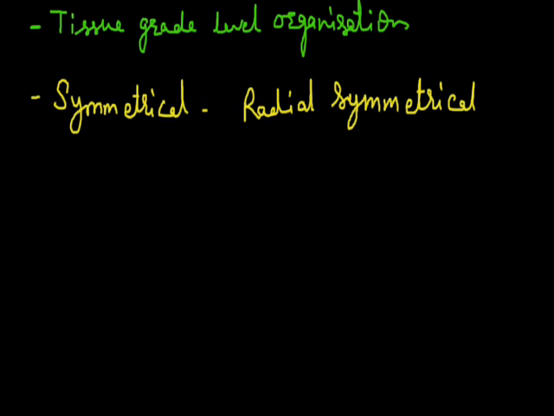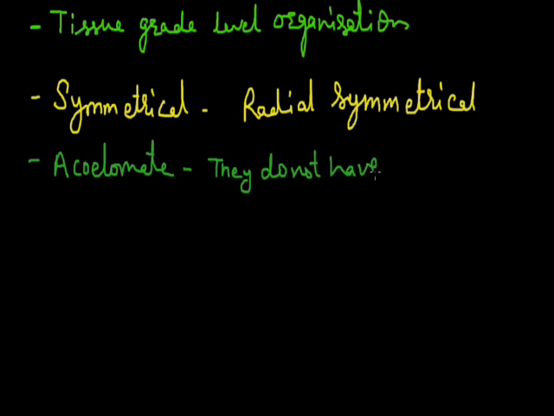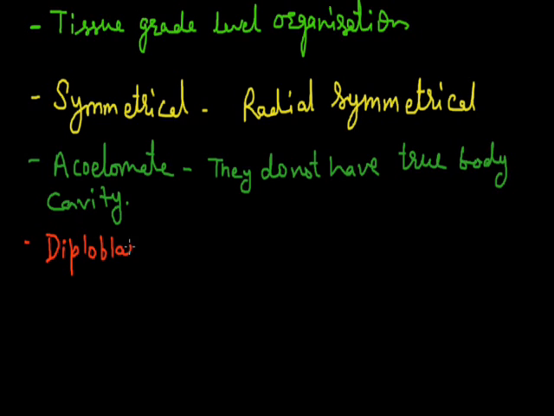These animals are acoelomates. Acoelomate means these animals have no true body cavity. Body cavity means the space present inside the living being where the organs are present, we call it the true body cavity. Now these animals are diploblastic, which means they have two germ layers in the structure, so we call them diploblastic.